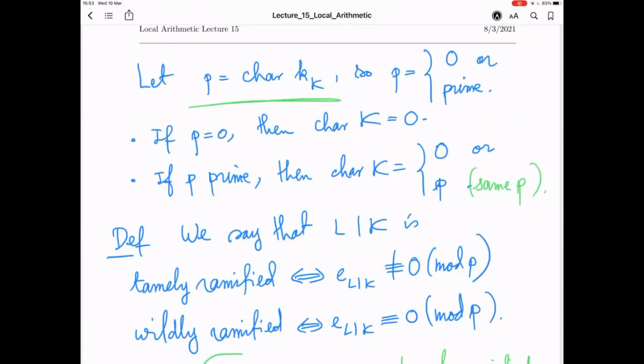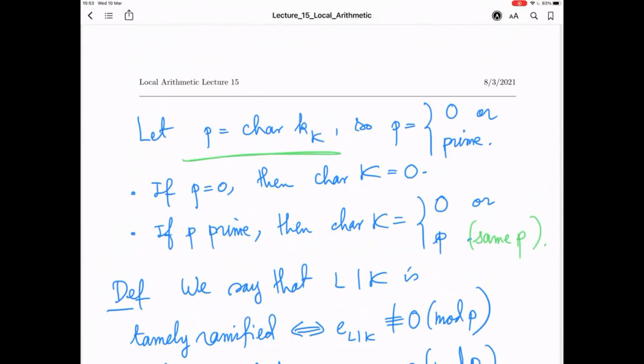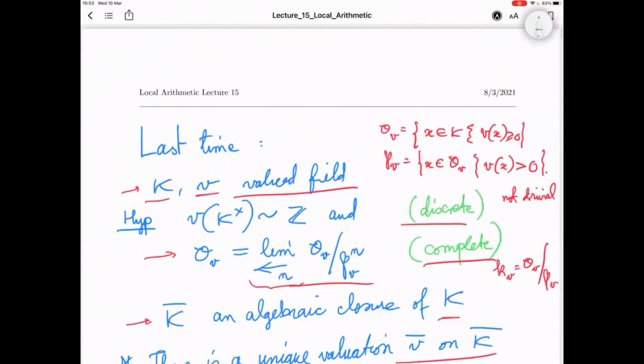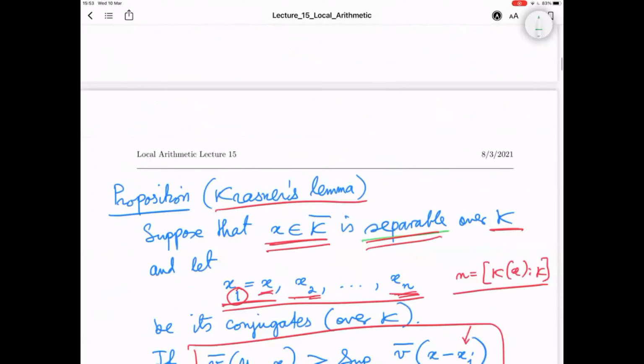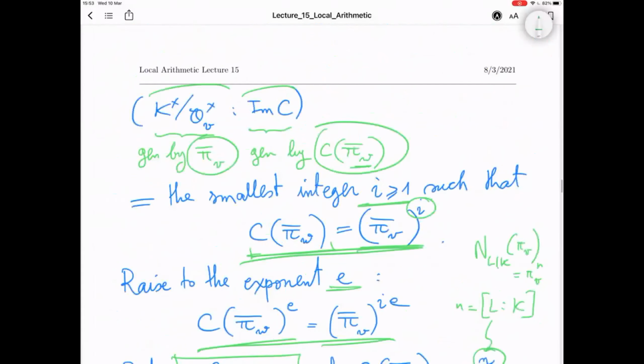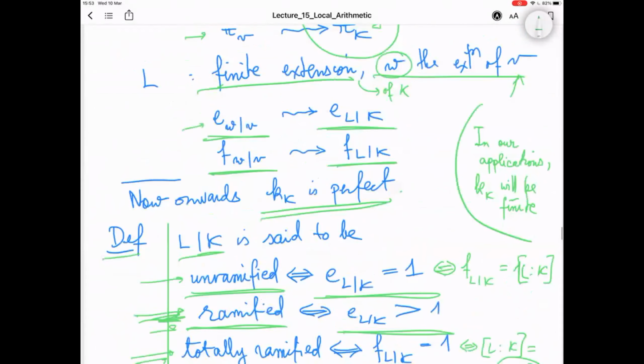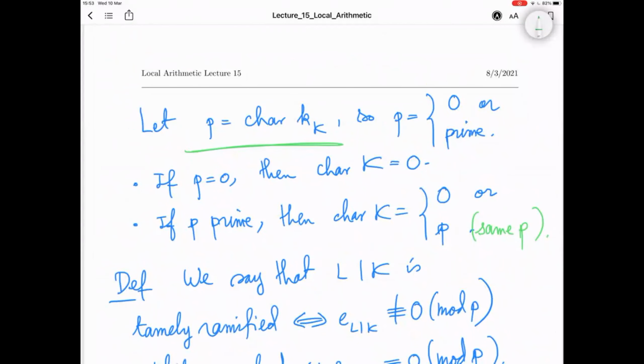In fact, we have some more terminology. Now let's denote by P the residual characteristic of K. So that means the characteristic of the residue field. So this P is also sometimes called the residual characteristic of K. It's not the characteristic of K, it's the residual characteristic of K, which means the characteristic of the residue field of K.